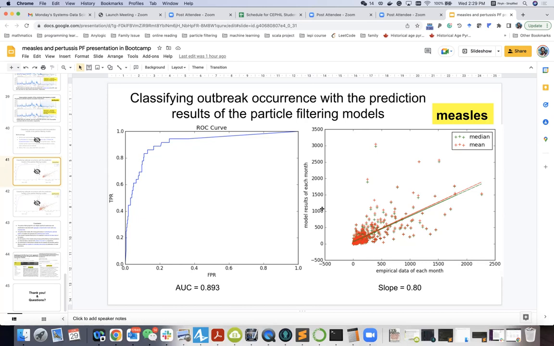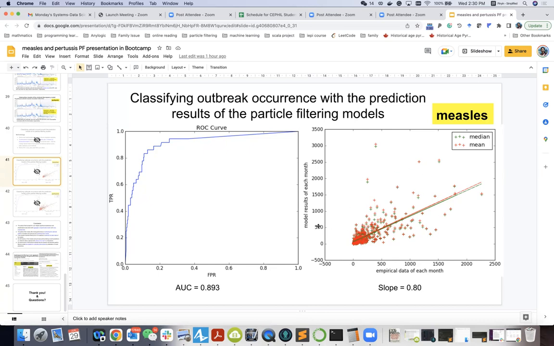Since the model result is the particle filtering model's result, if we have 5,000 particles in this model, then each time we can sample 1,000 results or we can sample 5,000 results. So anyway, the model result is a sample of a distribution, so we have multiple results. That's why we calculate the median and the mean of the model result. And the x-axis indicates the empirical data of each month's reported cases.